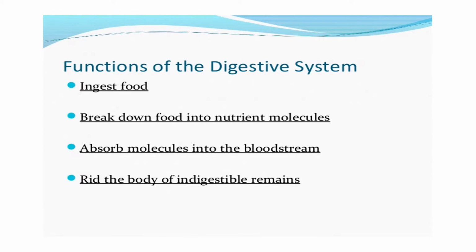Next one is function of the digestive system. So what are the functions of the digestive system? First one is it ingests the food. Second one, break down food into nutrient molecules, and the next one is absorb molecules into the bloodstream, and then the last one is rid the body of indigestible remains.